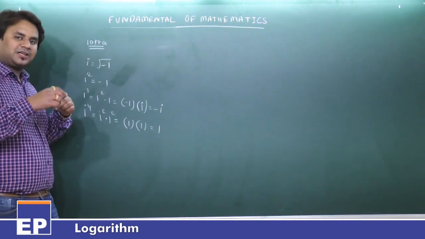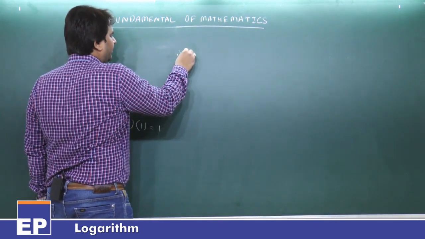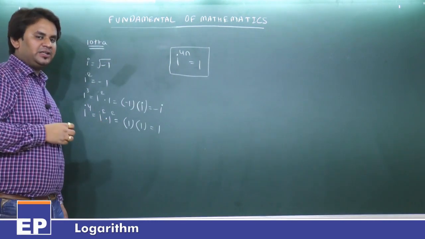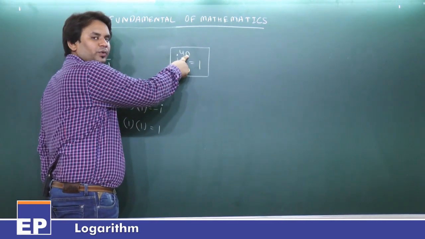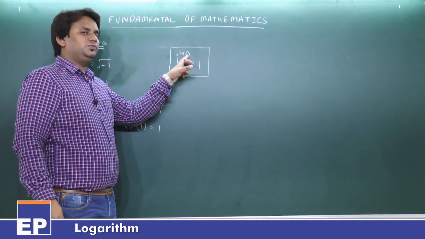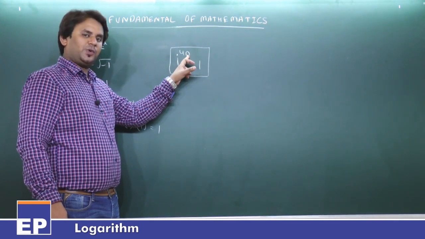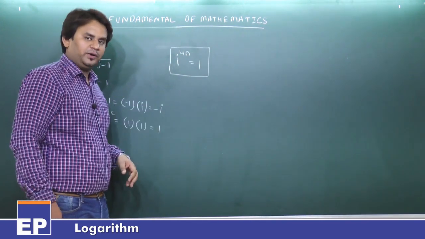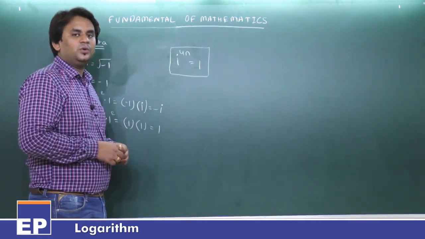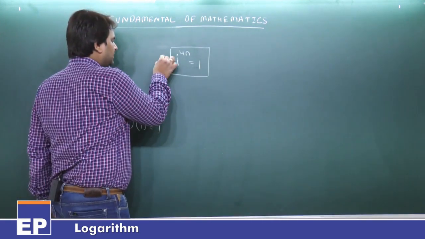Okay, next step. I have told you earlier that iota to the power 4n, the multiples of 4 in the power of iota, is always equal to 1. If I take n is equal to 1, iota to the power 4 into 1 is iota to the power 4, that is equal to 1. If n is equal to 2, 4 2s are 8, so iota to the power 8 is equal to 1. If n is equal to 3, 4 3s are 12, iota to the power 12 is also equal to 1. If I take n is equal to 100, it will become iota to the power 400, that is also equal to 1. For all the multiples of power 4, iota is equal to 1. This is the first property.